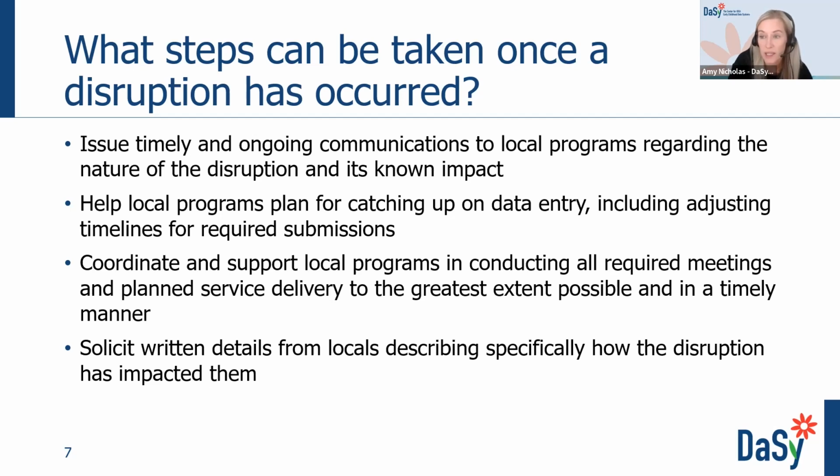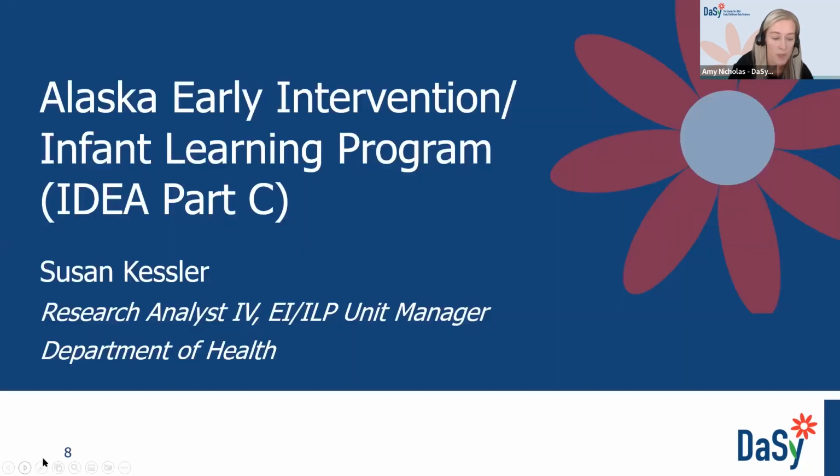It's also good to get information from your local programs, not just give them information about these disruptions. Ask them to submit written details to you describing specifically how the disruption has impacted them. It's really useful when a disruption might trigger the need for a descriptive APR note or something along those lines.